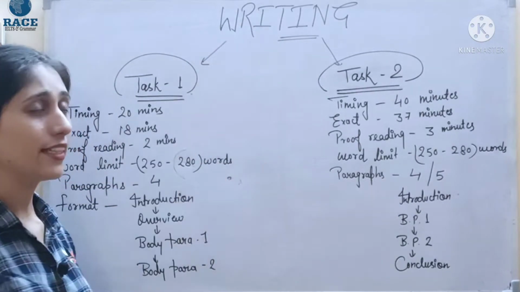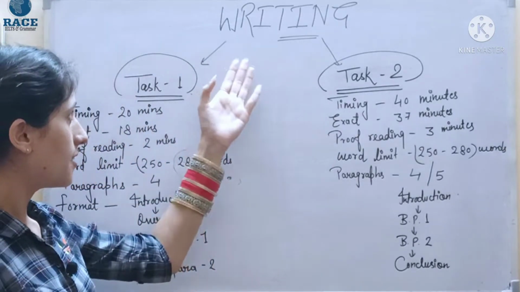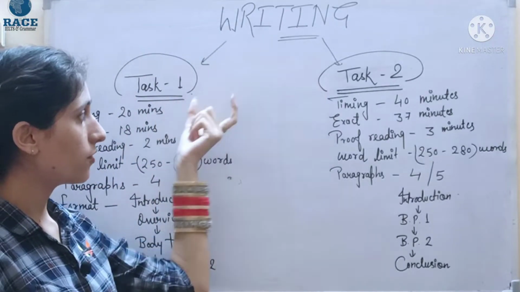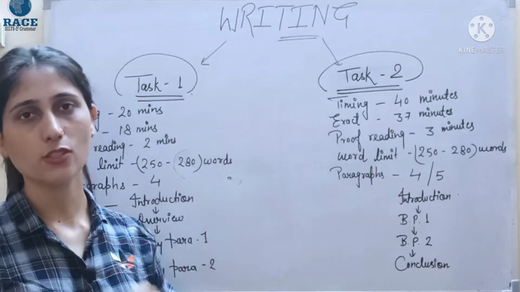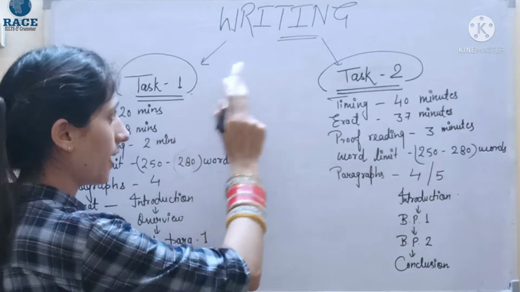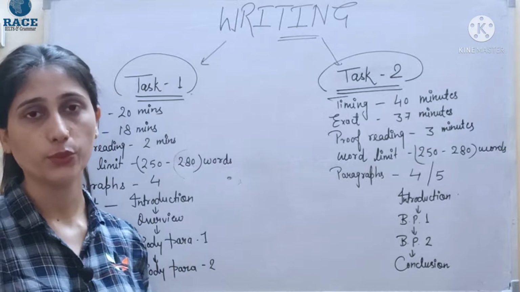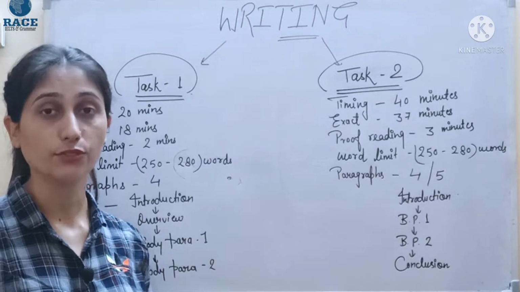The writing section is the fourth section of IELTS. And in IELTS writing, there are two types of task, task 1 and task 2. In task 1, first of all, we should know what kind of things we have to do.